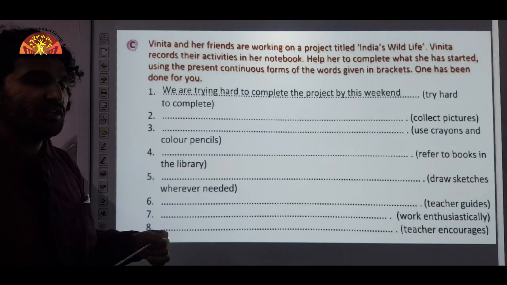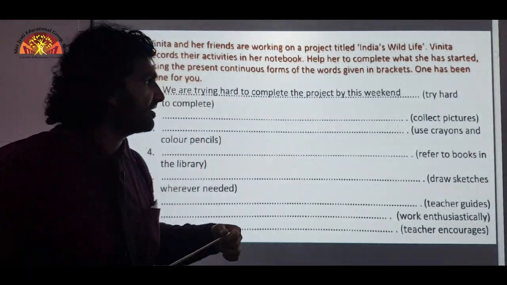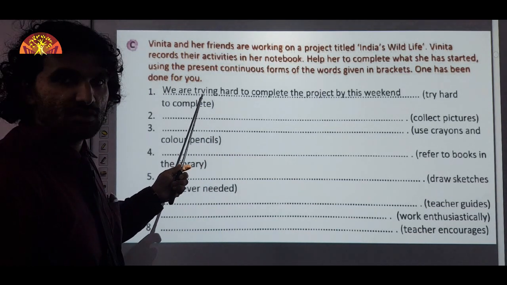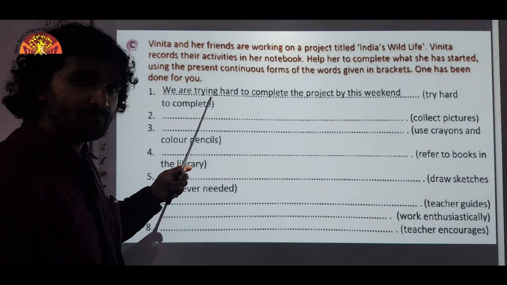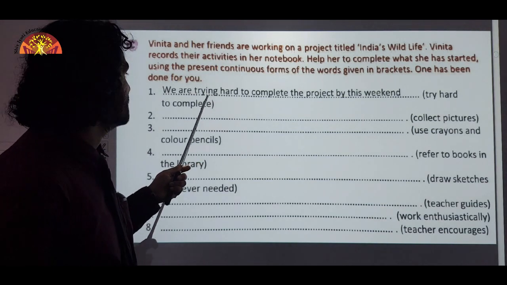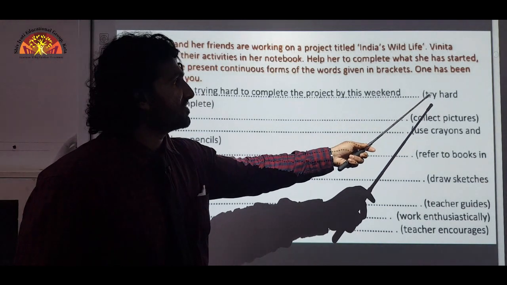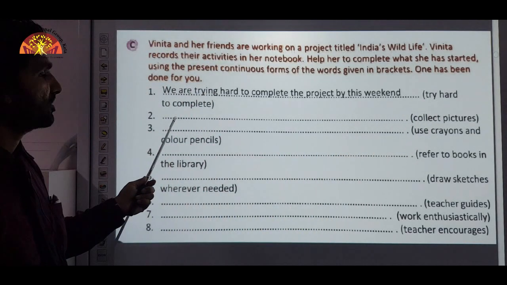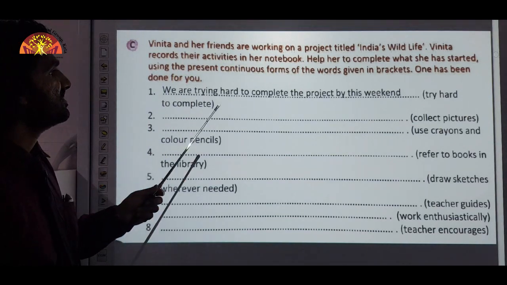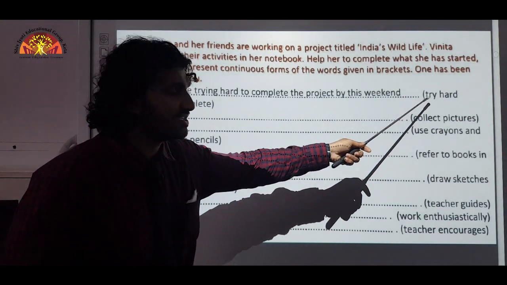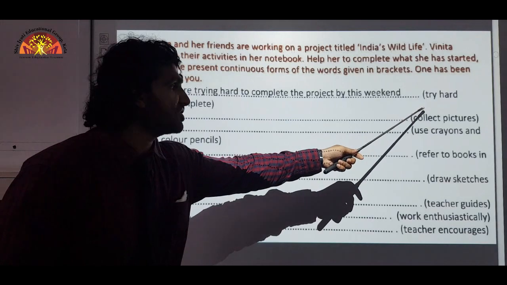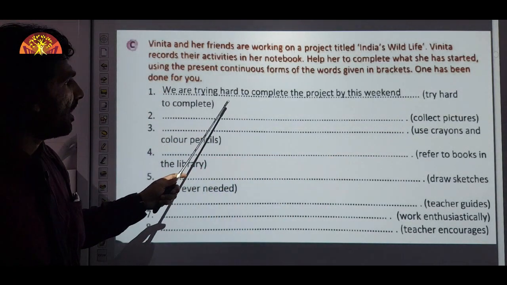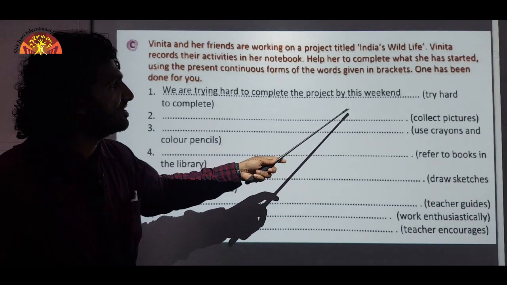Okay, so what did we learn, children? We learned that any verb attached with the ing form is present continuous. Here we can see in the bracket there was a hint for us. Try hard to complete. This is the hint. Try, we can see try here. We will attach ing with it and it will become present continuous. We are trying hard to complete the project by this weekend.